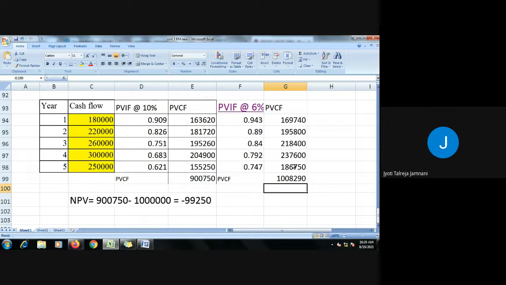So it is 10,08,290. Okay, now we'll find the NPV. NPV is equals to 10,08,290 minus initial investment for project X is given, which is 10 lakh. Which is equal to 8,290, which is a positive NPV. Okay.